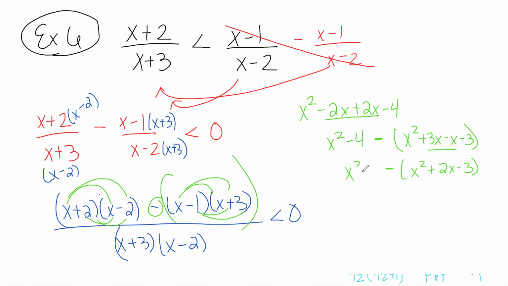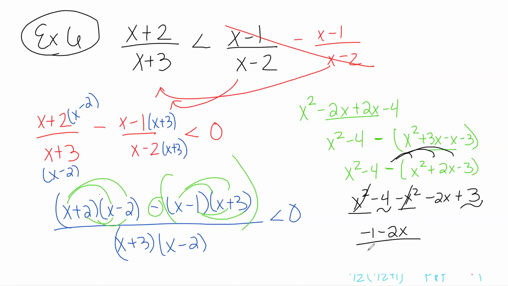Okay, so go ahead and distribute that negative. I'm ignoring the bottom for now. Okay, this guy would cancel. -4 plus 3 is -1. And then bring the bottom back, and bring the less than 0. I just ignored the bottom the whole time because I was being lazy.